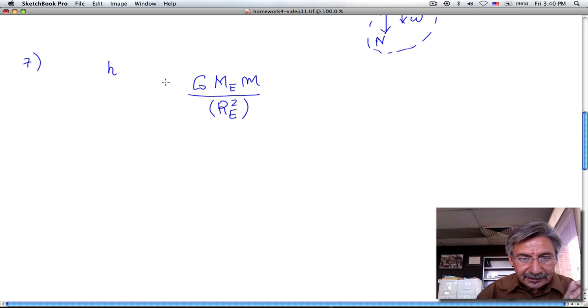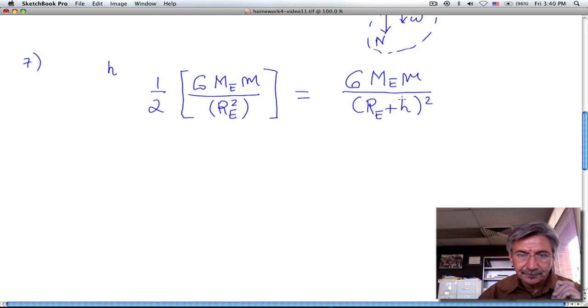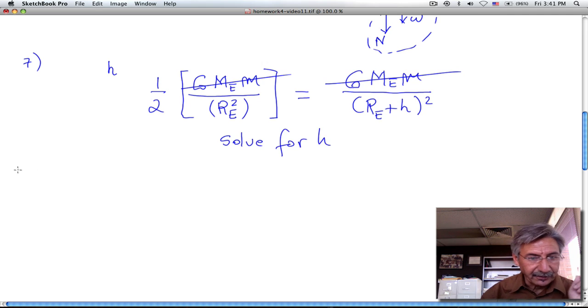You want half of this weight to be at a certain height. Where that's going to be is when you solve this equation for h. And this equation is easy to solve because this cancels, and then you have to solve for h. And I leave that up to you.